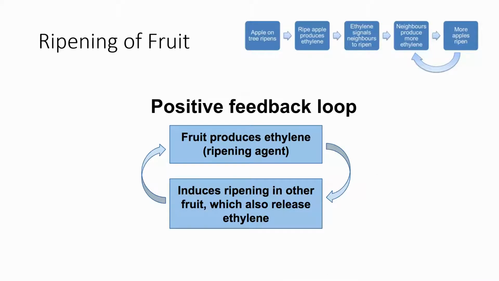There are also these positive feedback loops in plants as well. So when fruit ripens, that's actually the result of a positive feedback loop.